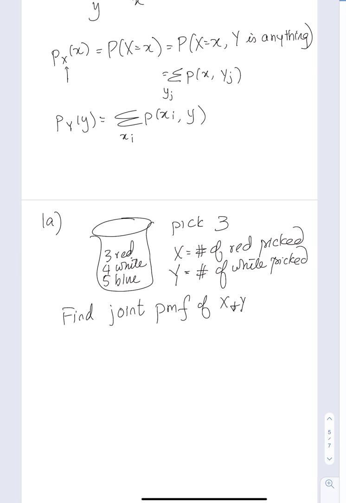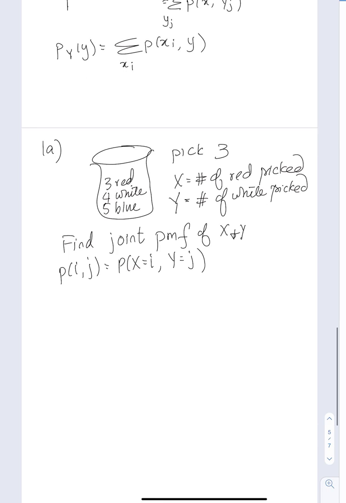All right, so P of I comma J, this is the probability of X equals I and Y equals J. Okay, so before anything, let's take a look at what the range can be. Okay, is it possible that you pick 0 red balls? Yeah, you could pick all 3 from the rest. Is it possible that you pick 1? Yeah, 2, 3, same with Y. Okay, now how about joint? Well, what is the different possibilities?